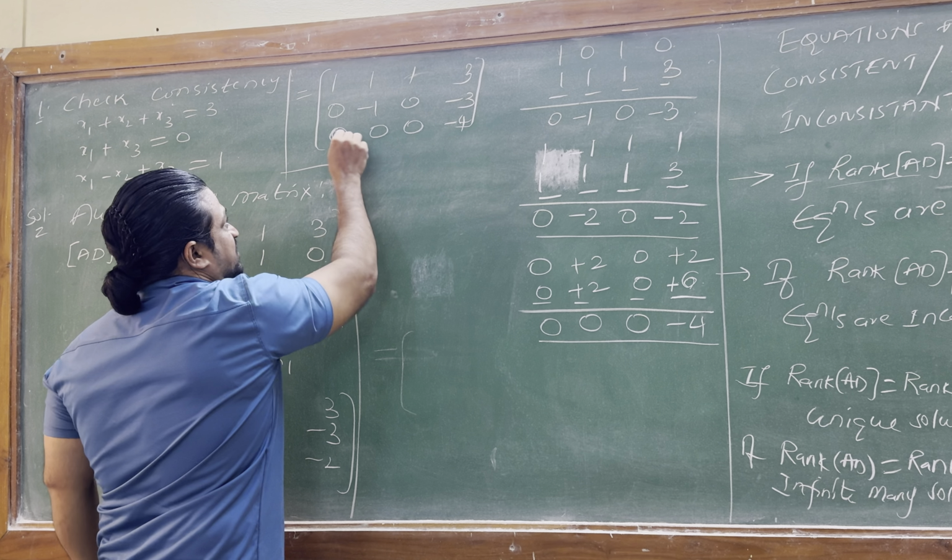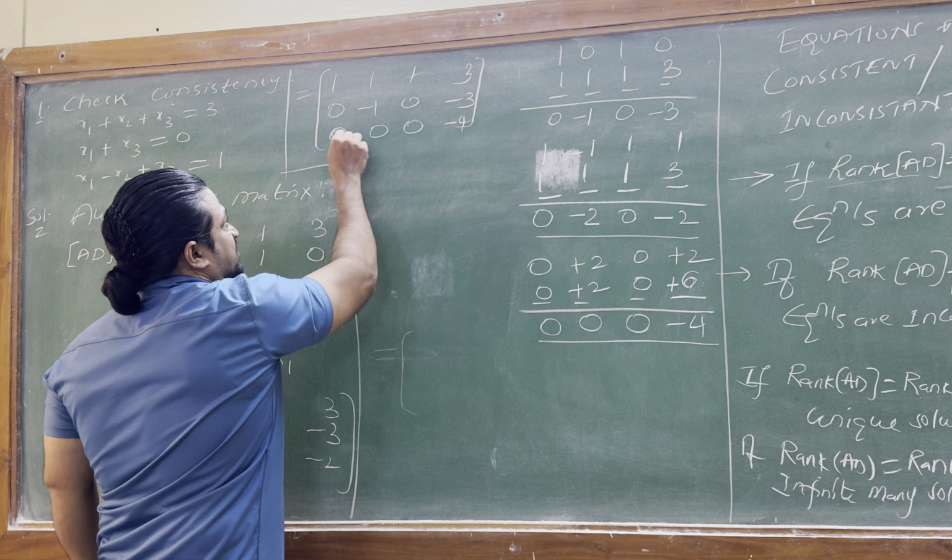Now the rank of A. To find the rank of A, think that this last column is not there. This is our matrix now. In this matrix, are all zeros? No. In this row, all are zeros. So how much? Rank of A is 2. How to check rank? Non-zero rows are the rank. 3 non-zero rows in AD, rank is 3. 2 non-zero rows, that's why rank of A is 2.